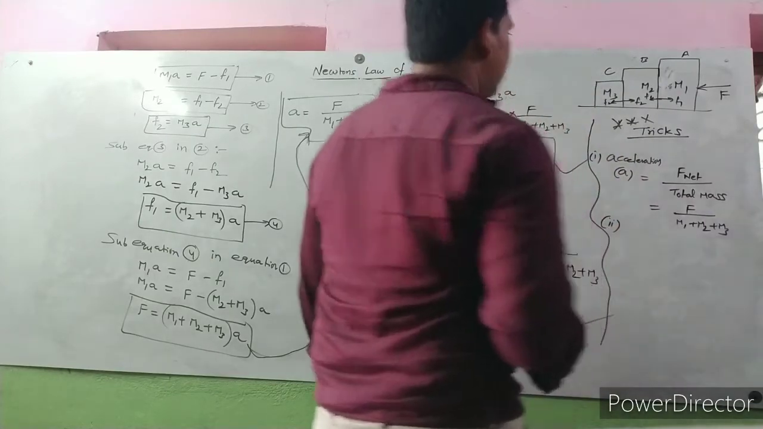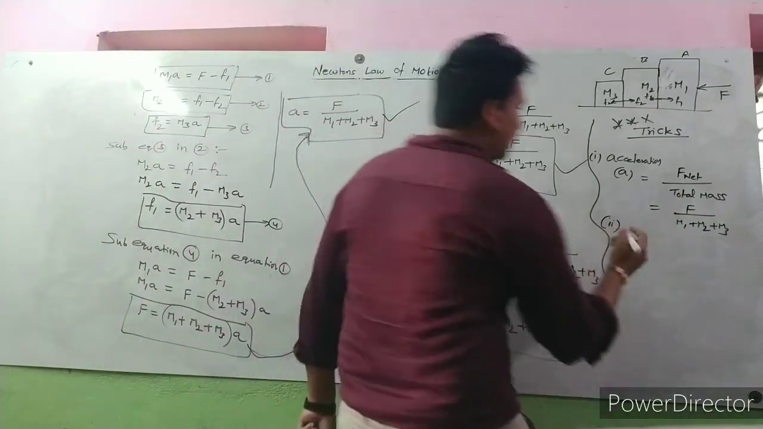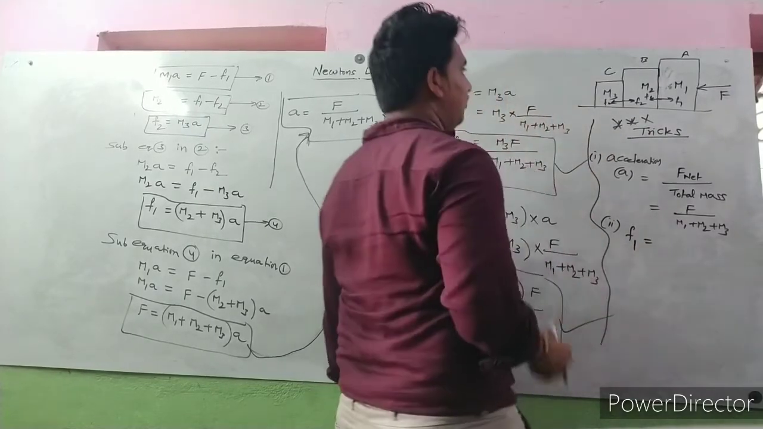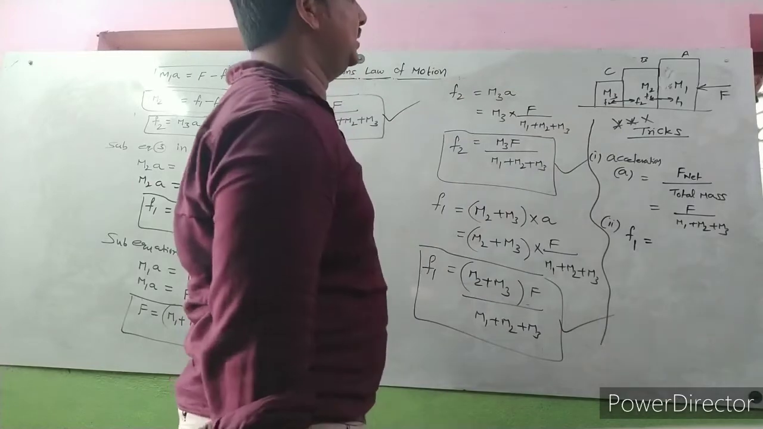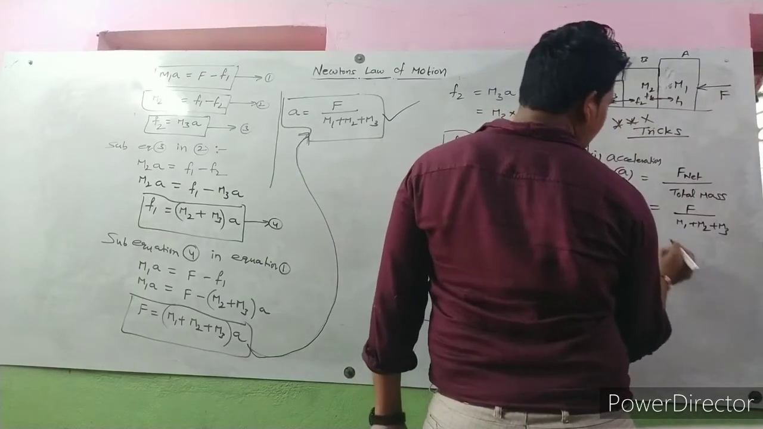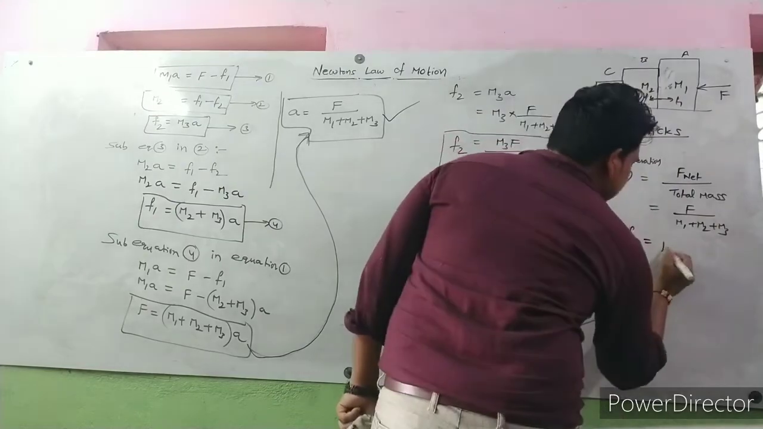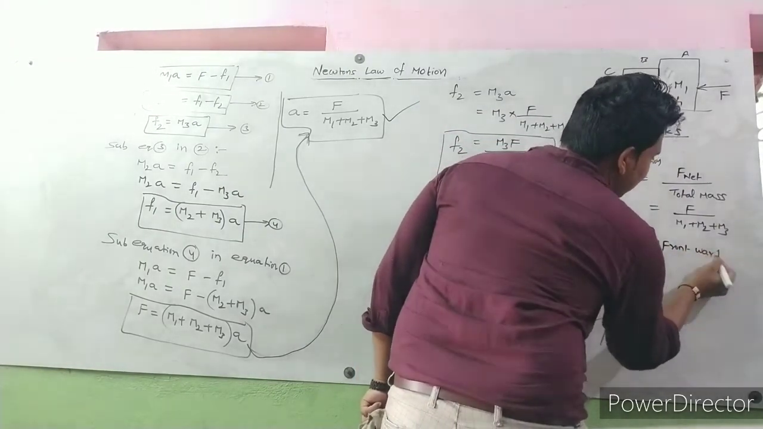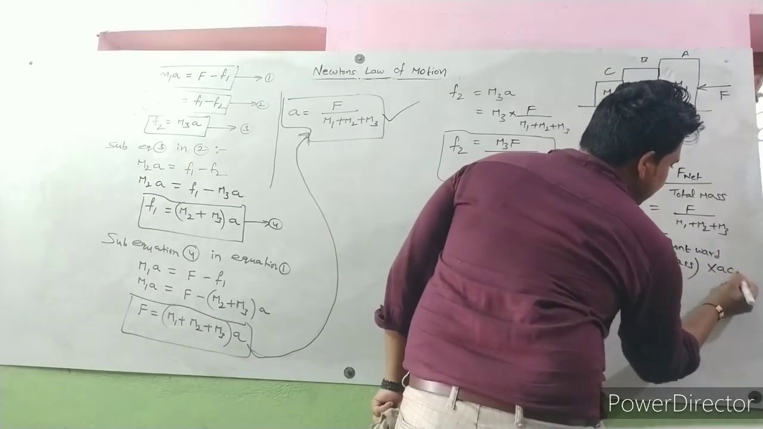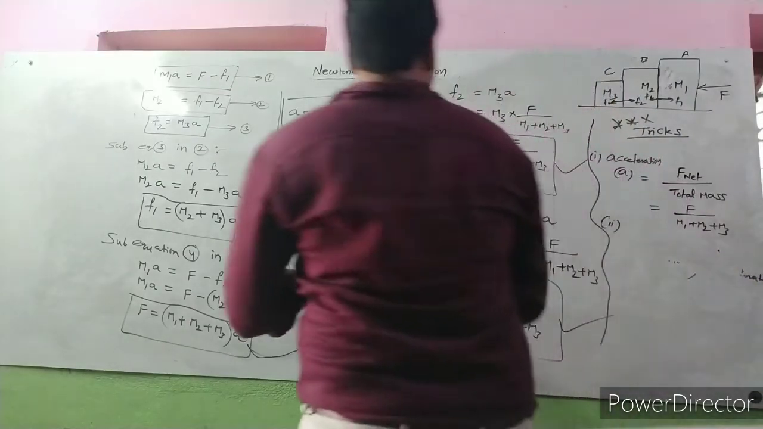Second question: contact force F1 is equal to backward mass into acceleration... F1 is equal to frontward mass along the force direction, into acceleration. This is the contact force trick, so I write it here.